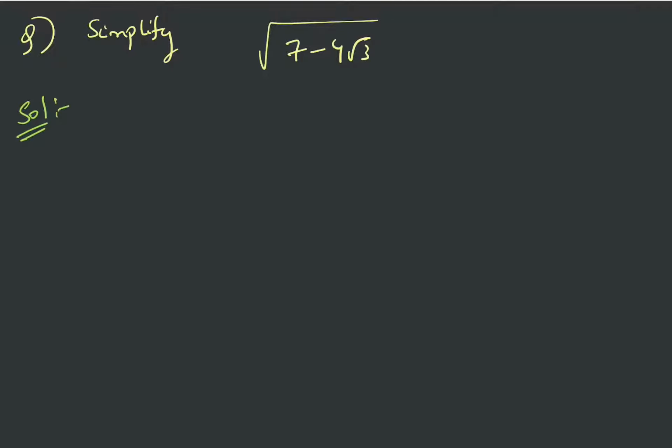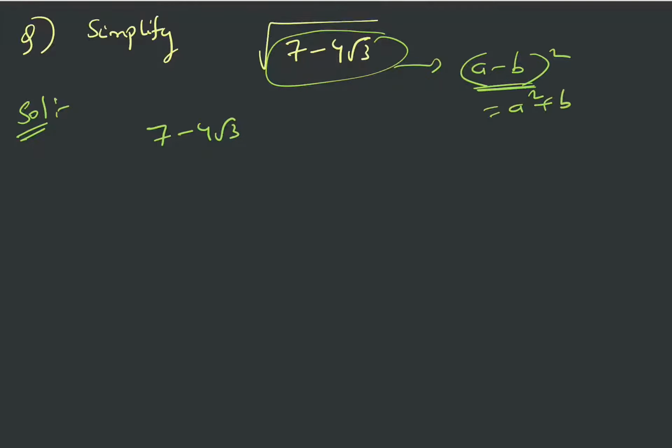Yes, so let us see how we will simplify the square root of 7 minus 4 root 3. This can't be expressed as a plus b whole square anymore, so I am trying to express it as a minus b whole square, right? So a minus b whole square is a square plus b square minus 2ab. This part will act as minus 2ab for me, so I am writing this as 7 minus 2ab. So 2 into 2 root 3.